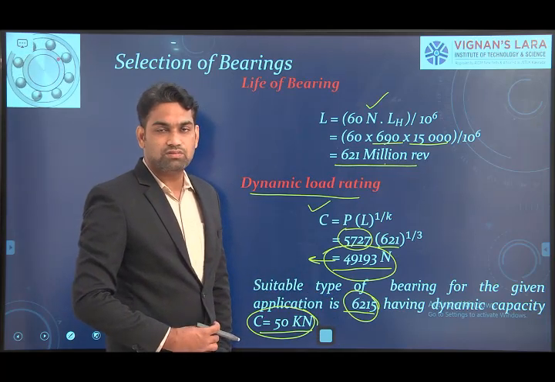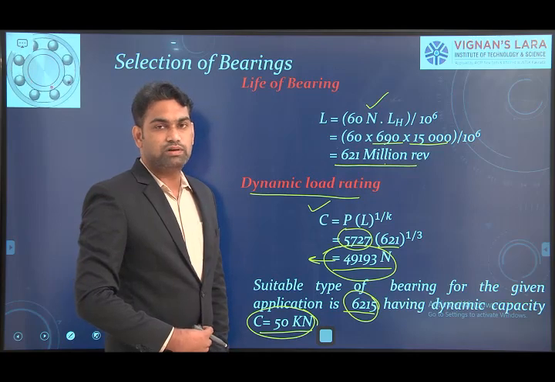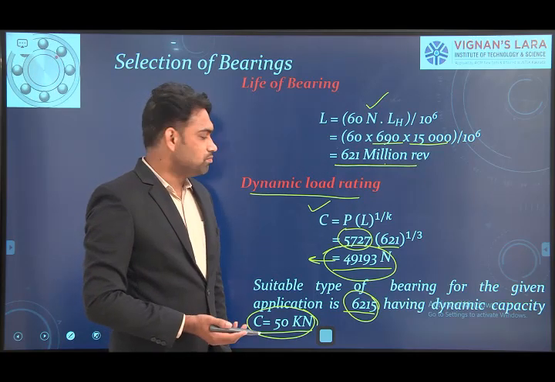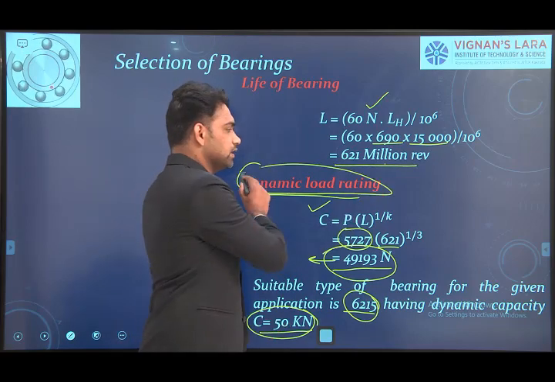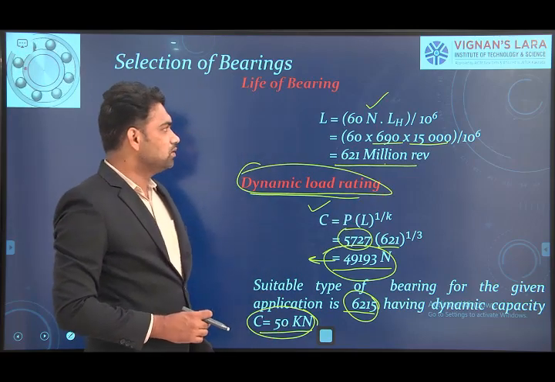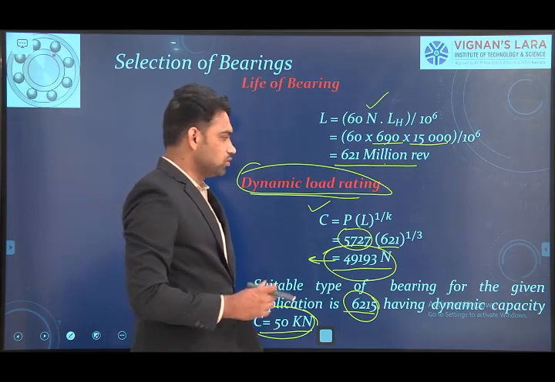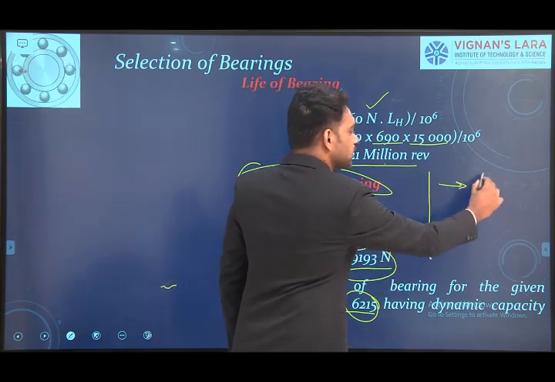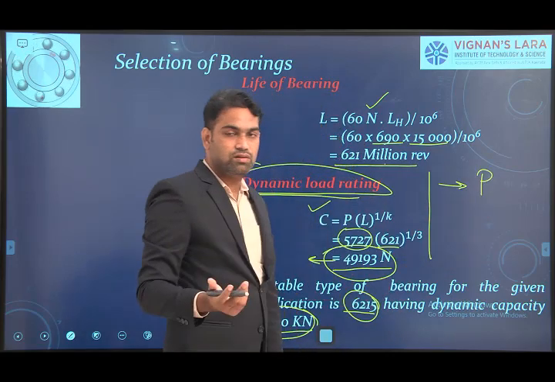Likewise, we need to select the suitable type of bearing from the very light series to the heavy series based upon the dynamic load rating. Clear? This is how bearings are to be selected. You need to remember that here we have only 3 steps. Initially you need to calculate P, either for steady load or variable load.